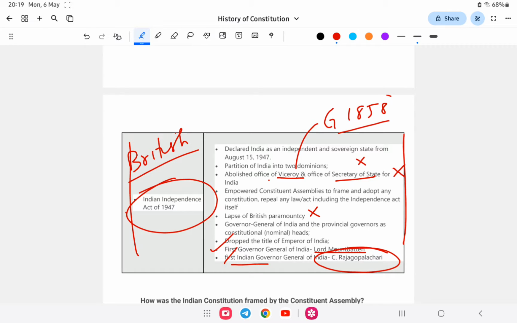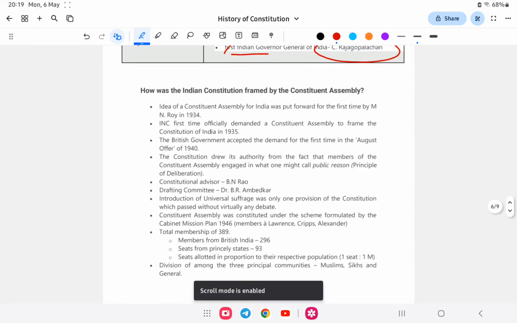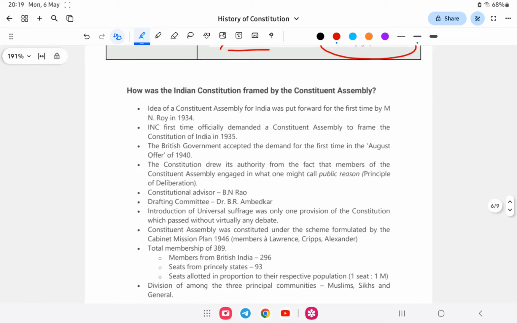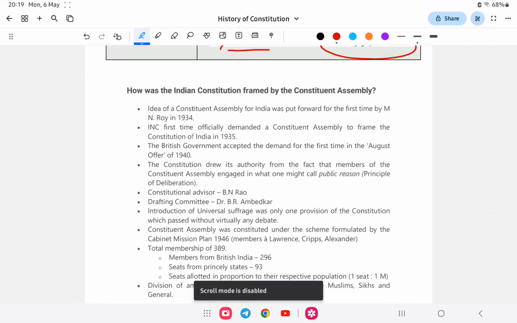So this is the history of all the legislation that was passed up to 1947. So the question is that India became independent. So now India has full power to make its own constitution.